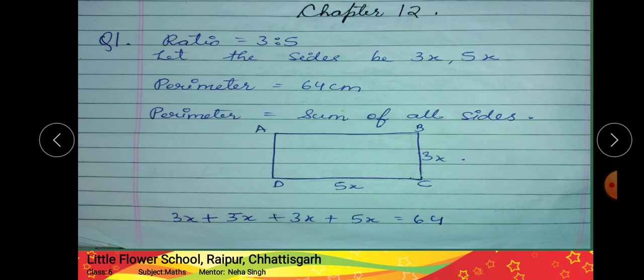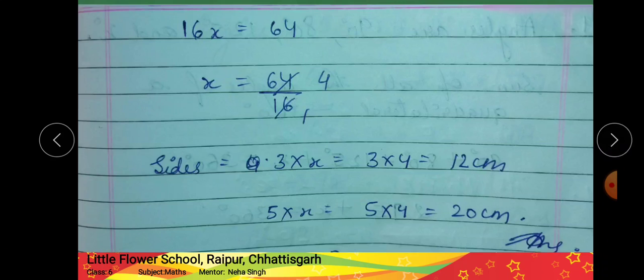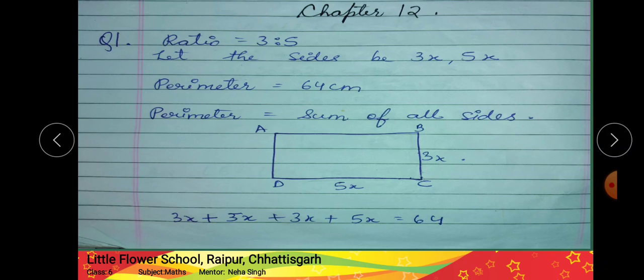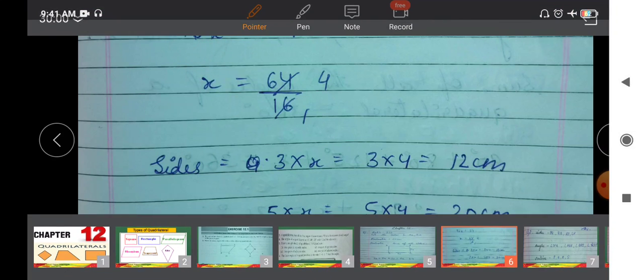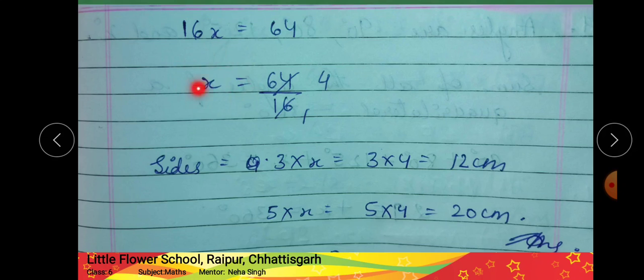Now 3x plus 3x and 5x plus 5x will be equal to how much? 64, because the perimeter value is given 64. So 3 plus 5 is 8, and again 3 plus 5 is 8, and 8 plus 8 is 16. So 16x is 64. What will be the value of x? 64 divided by 16: 16 ones are 16, 16 fours are 64. The value of x is 4.